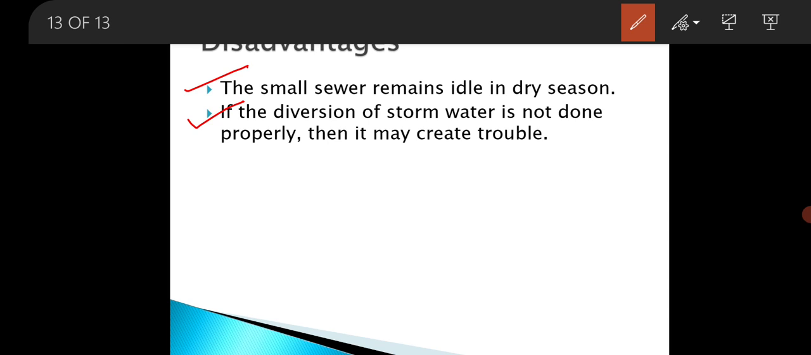So this is all about the different systems of sewerage.